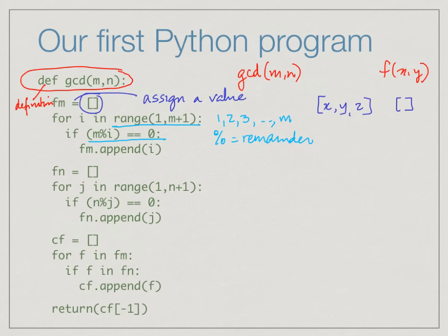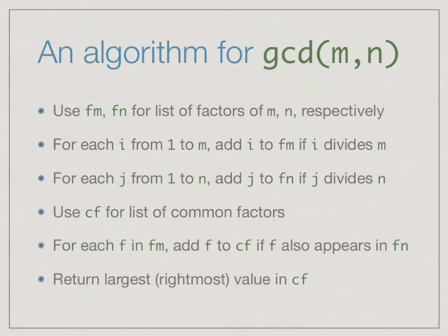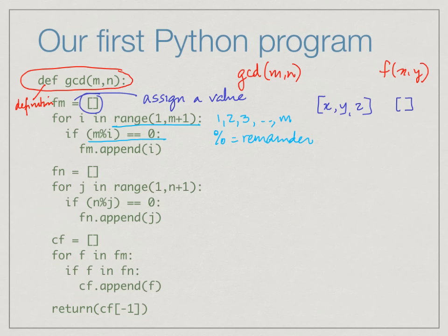So in this step, we have computed fm. This is exactly what we wrote informally in the previous example. We just said that for each i from 1 to m, add i to fm if i divides m. And now we have done it in Python syntax. So we have defined an empty list of factors, and for each number in that range, we have checked if it is a divisor and then added it. And now here we do exactly the same thing for n. So we start with the empty list of factors of n. For every j in this range, if it divides, we append it.